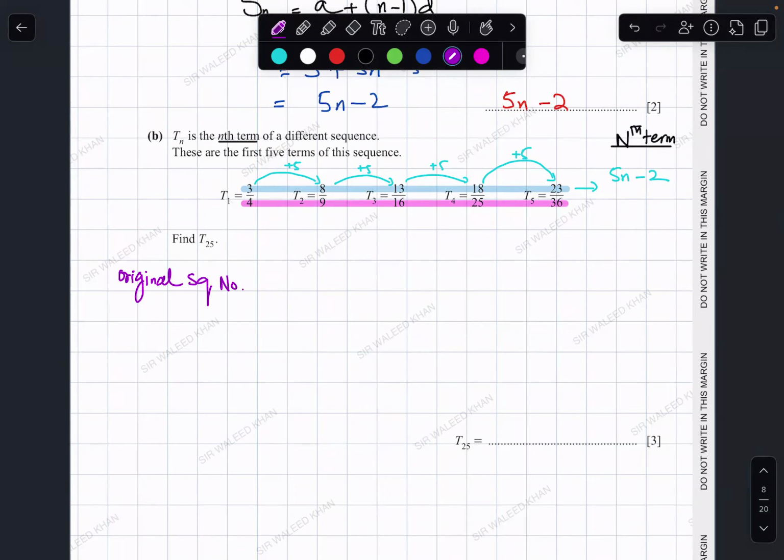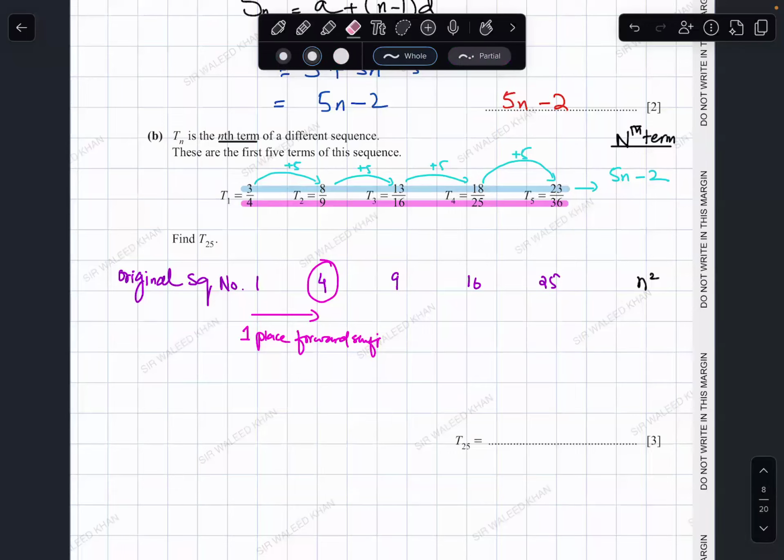Original square number sequence. For that, the first term is 1, the second term is 4, the third term is 9, and then 16. But if I match it with the above one, I can see it's not starting from 1, it is starting from 4. That means we have moved one place forward with starting this sequence. Yes, one place forward shift. Now, if the nth term of this sequence was n squared, then what should be the nth term of this sequence? It should be, because it's one place forward shift, n plus 1 whole square. Is that clear?